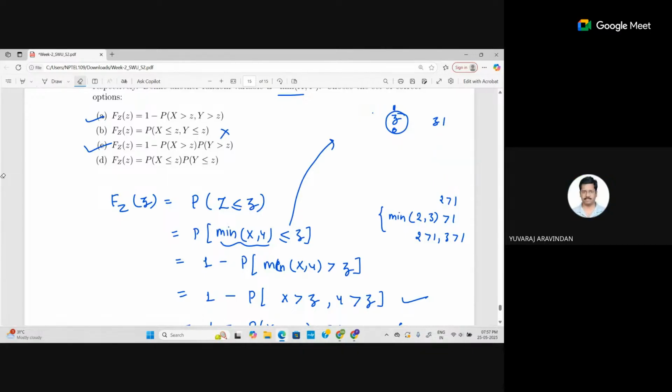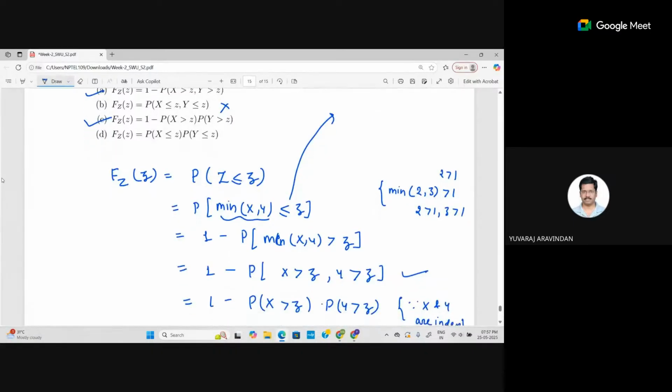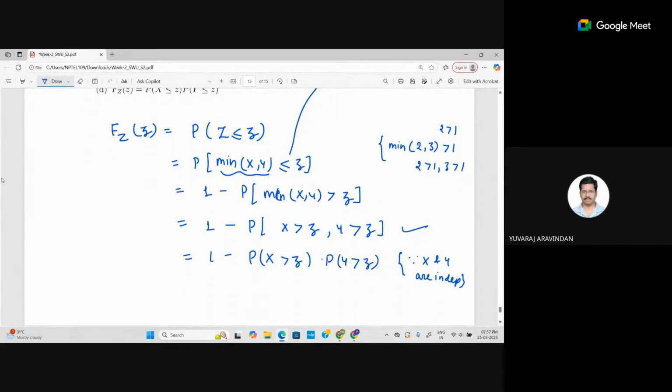Ma'am, one question. Here, in the third step, we have P of x greater than z. That is a joint PMF. How, when this is within the P already, this is already within the probability, how can we apply a joint PMF? We can assume it actually from there.